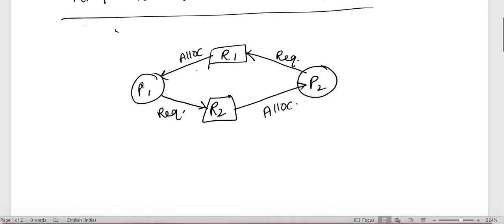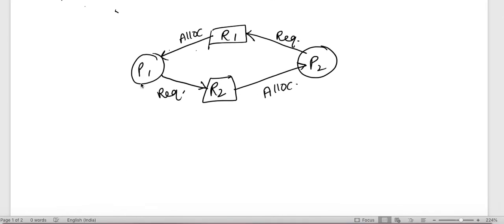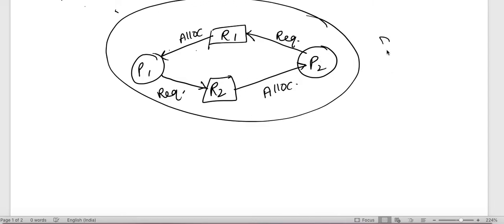Now we have observed this graph earlier also. This is called a deadlock. Why? See, P1 is requesting R2 and it is holding R1, whereas P2 is requesting R1 and is holding R2, but they will never be completed. Got it?